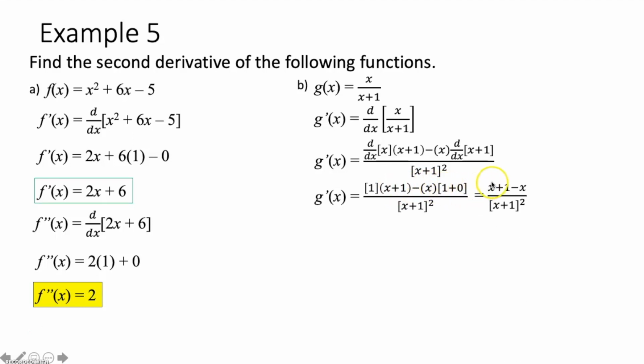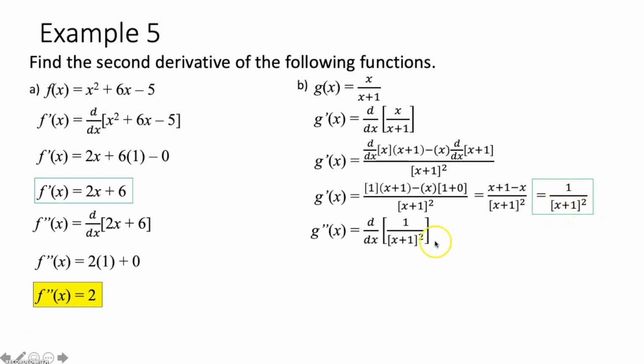I can then subtract the x and the x. Those cancel each other out. I just get 1 over x plus 1 squared. So this is my first derivative. But I want the second derivative. So I again have to take the derivative here. Now the only issue is I again have a rational function. I have something over something, except here in our numerator, it's just a constant.